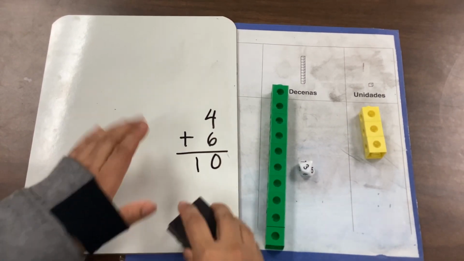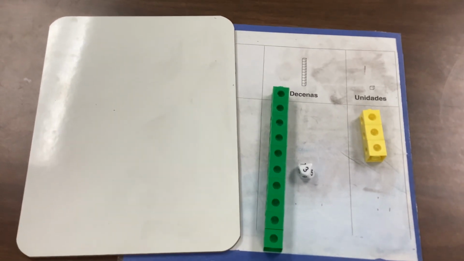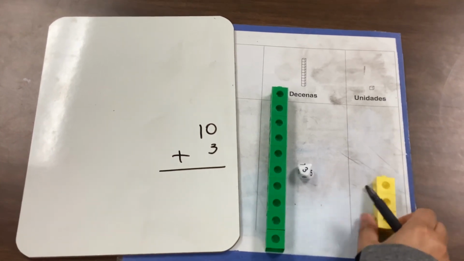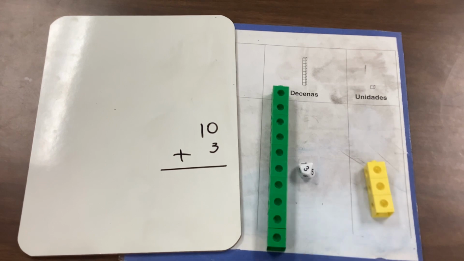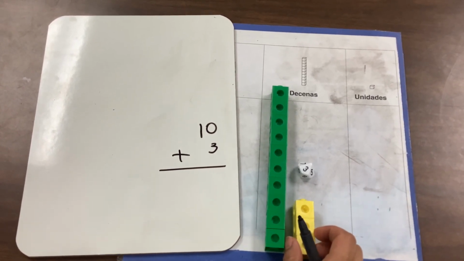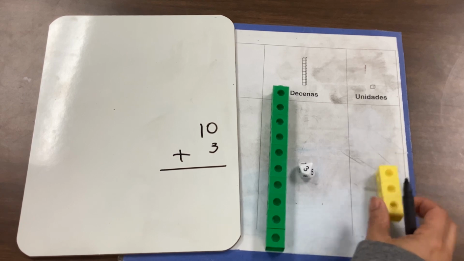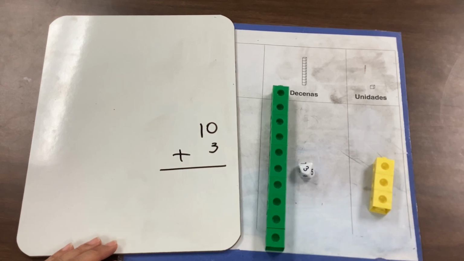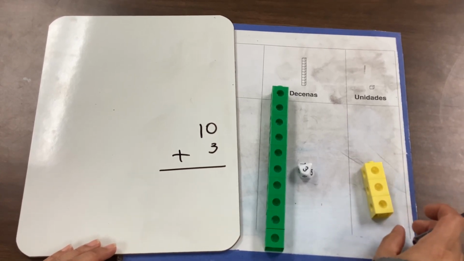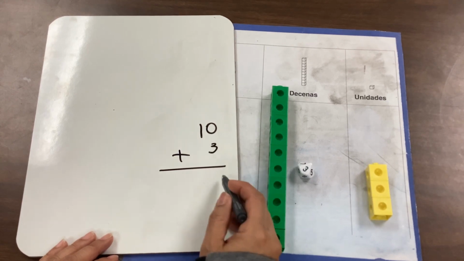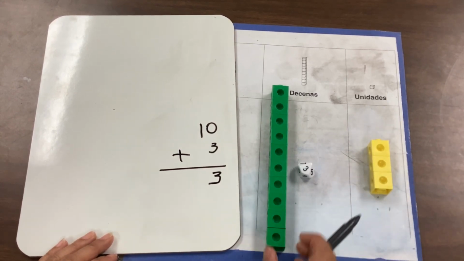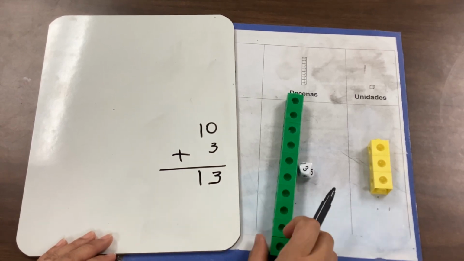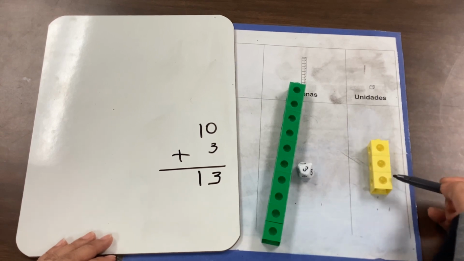So I started with 10. I added 3 more. And the 3 is in the ones place where the 0 was. The 3 doesn't come to the tens place because this is not a group of 10. So the 3 stays in the ones place. So 0 plus 3 equals 3. I have 3 in the ones place, and I still have my 10 in the tens place. Okay, so now I have 13. 10, 11, 12, 13.